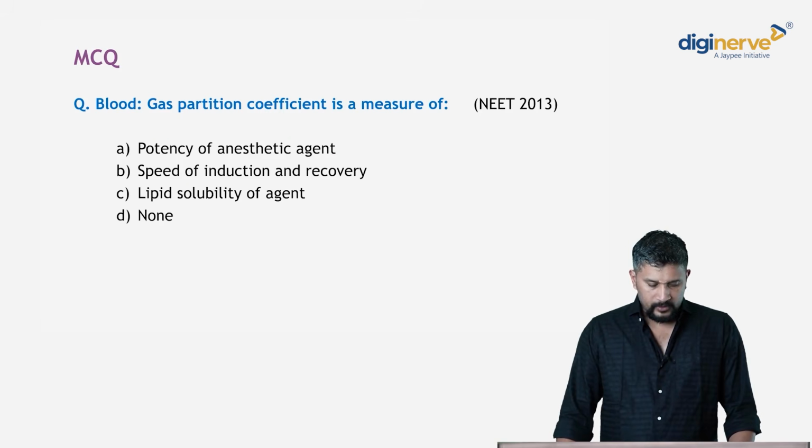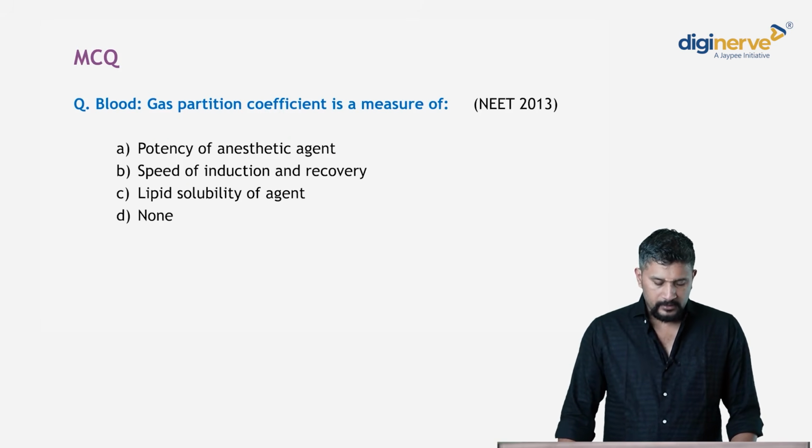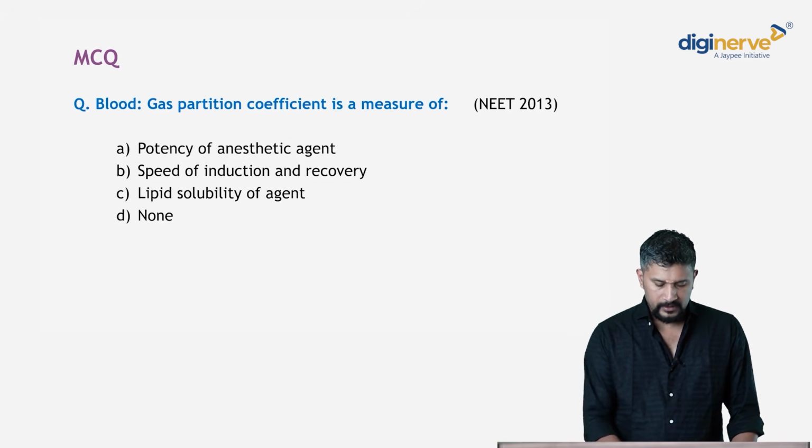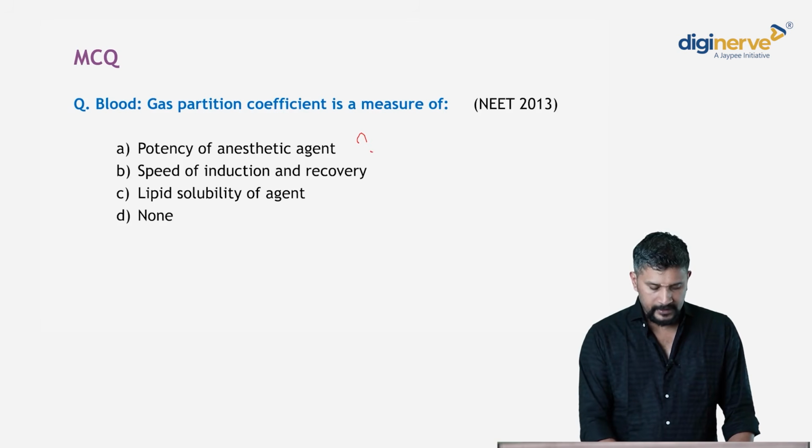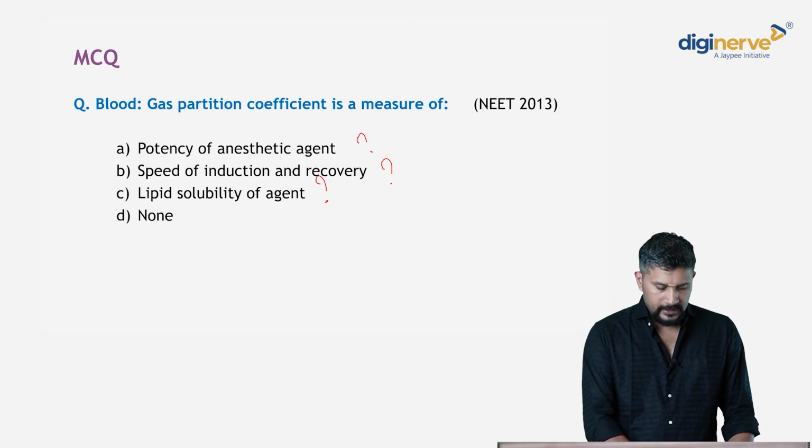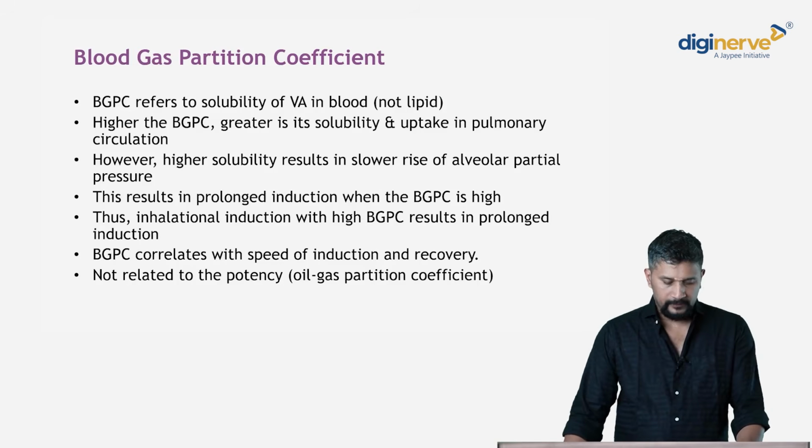The first question is about blood gas partition coefficient. Is blood gas partition coefficient a measure of the potency of the agent? Is it a measure of the speed of induction and recovery? Is it a measure of the lipid solubility of the agent, or none of the above?